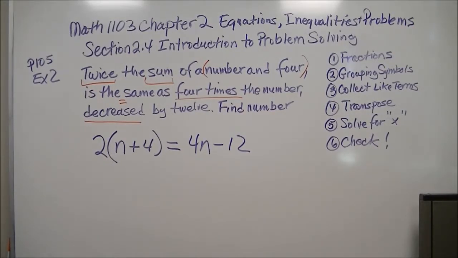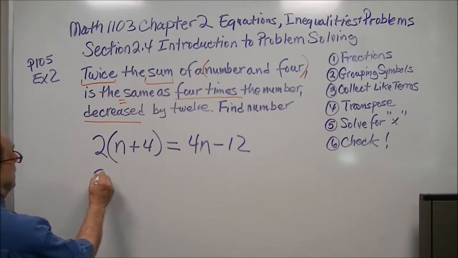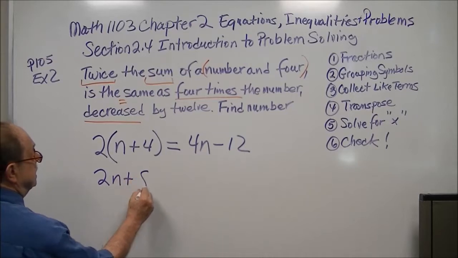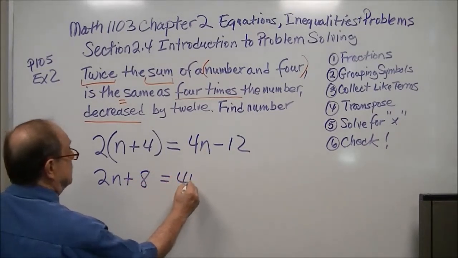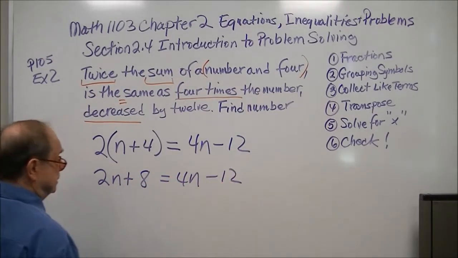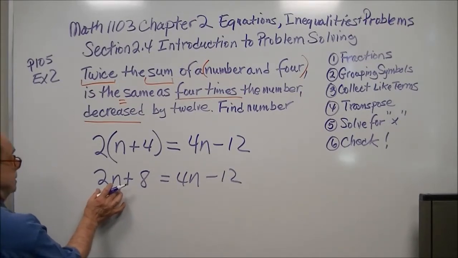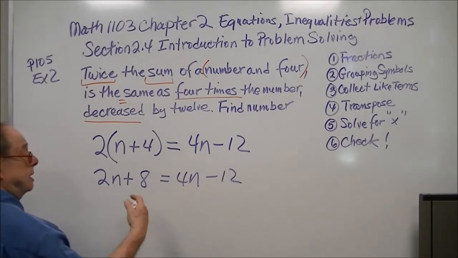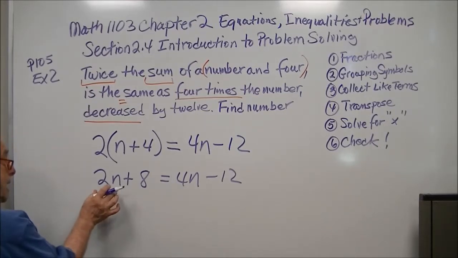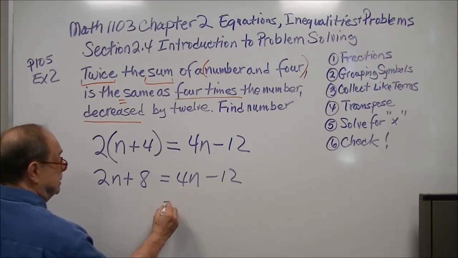So no fractions, but there is a grouping symbol. So 2n + 8 = 4n - 12. And again, we want to transpose at this stage, since you don't have to collect any like terms. Want to keep our n's positive. So I'm going to move the 2n to this side where it becomes a negative 2n, or add negative 2n to both sides.